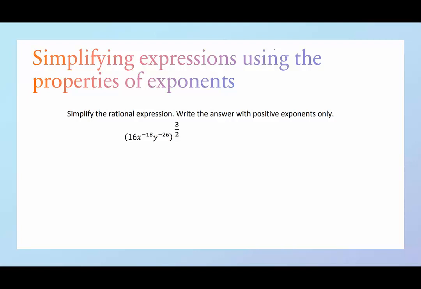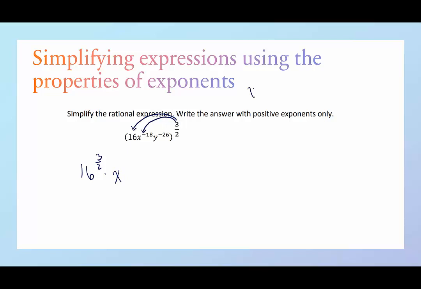Let's take a look. We want to simplify the rational expression and write the answer using positive exponents only. I have three unique factors, or three unique bases, I should say, in this set of parentheses. 16 is one of them, x to the negative 18th, and y to the negative 26th. So we're distributing this 3 halves 3 times. The 16 currently has an exponent of 1, so this is going to become 16 to the 3 halves, and we're going to fix that in just a minute. X to the negative 18th, we're going to distribute the 3 halves to that, and what we're going to do is we're going to multiply the exponents.